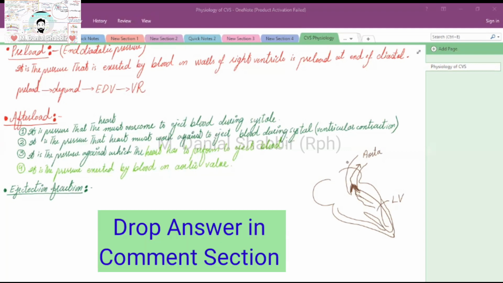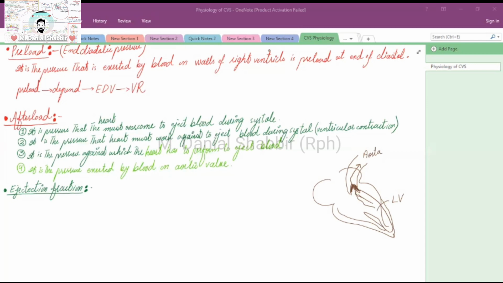Now I am going to ask you people the question: if afterload is higher, what will be the effect on stroke volume? Either it is going to be increased or decreased. Stroke volume. If afterload is greater, or if afterload is higher, what will be the effect on the stroke volume? सब बताओ. Everyone has to give answer in the chat section. Exactly, your stroke volume will be decreased, and ultimately your cardiac output will be decreased. Right. So this afterload is inversely proportional to stroke volume and cardiac output. Right.